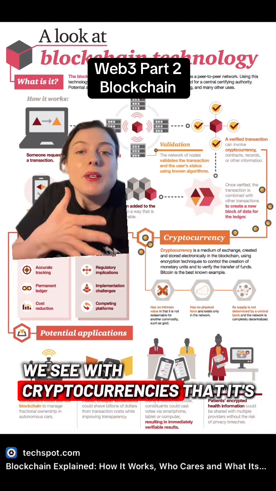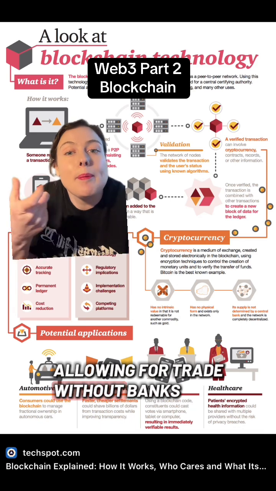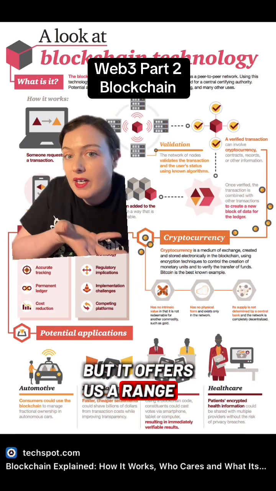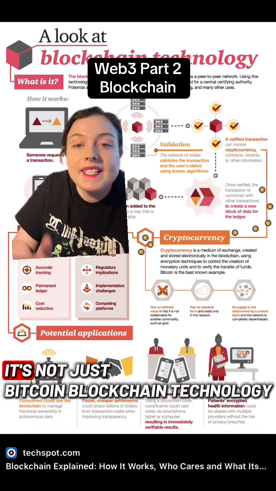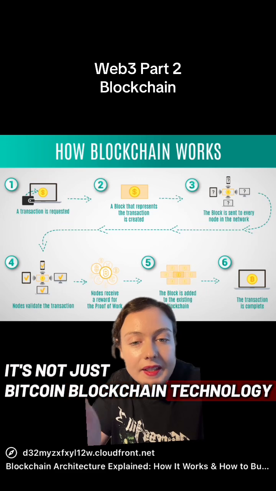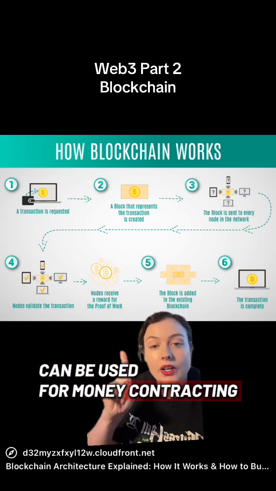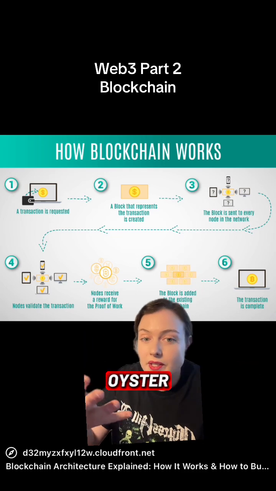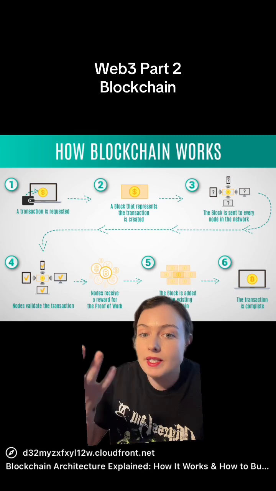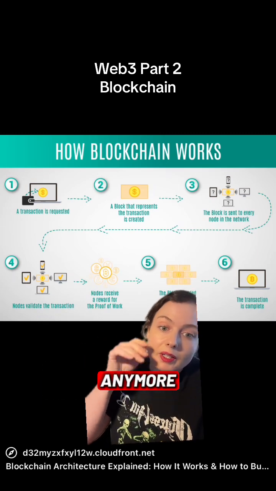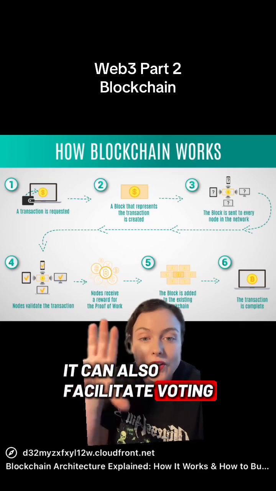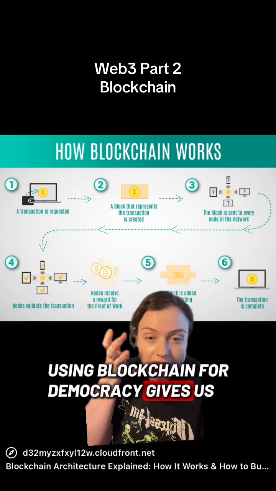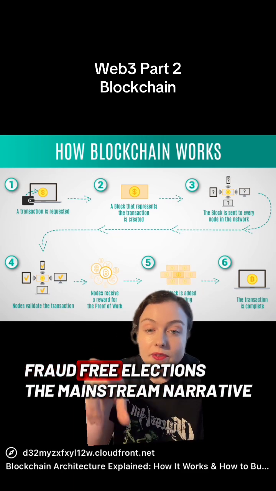We see with cryptocurrencies that it's allowing for trade without banks. You can send money to anyone, anywhere, anytime. But it offers us a range of other features that are never discussed. It's not just Bitcoin. Blockchain technology can be used for money, contracting, decentralized computing. So the world's your oyster: social media tools, new websites, none of it owned by billionaires anymore. It can also facilitate voting. Using blockchain for democracy gives us transparent, fraud-free elections.